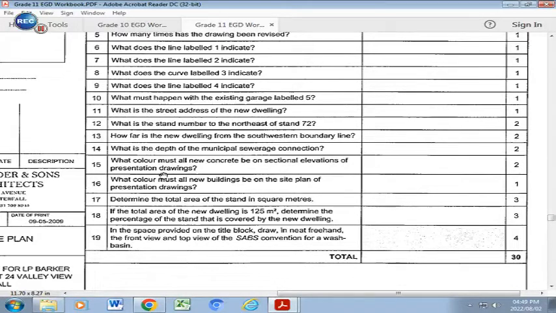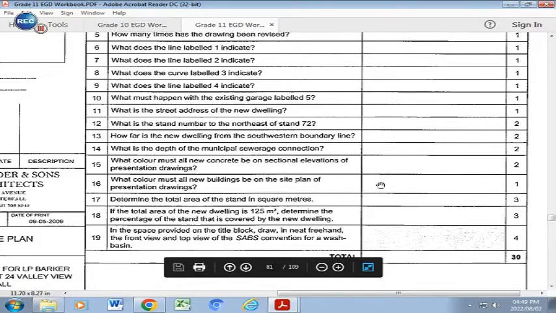Number 15, what color must all new concrete be on the sectional elevation of the presentation drawings? New concrete is going to be green. Number 16, what color must all new buildings be on the site plan of the presentation drawings? That color is going to be red.